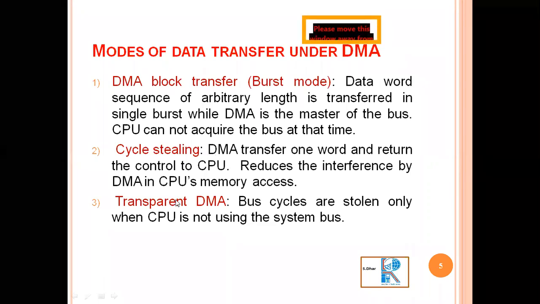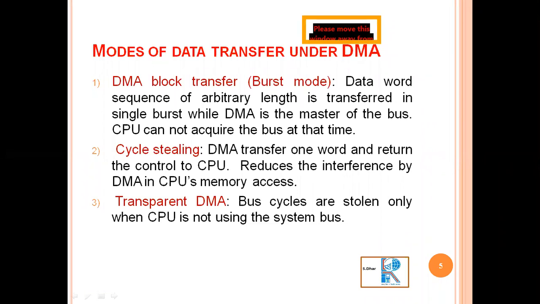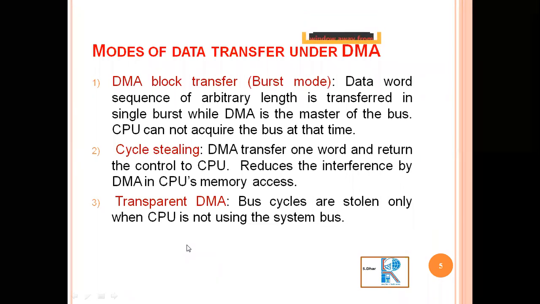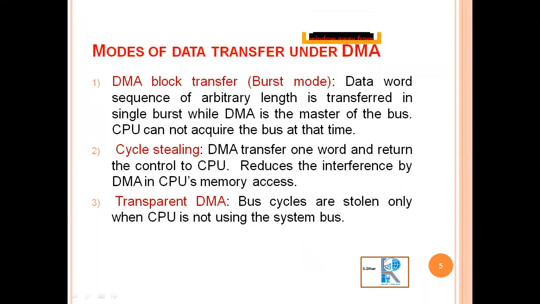The last one is the transparent DMA. This is another technique, and in this technique, what happens? When the CPU is not actually using the bus, the CPU is doing some other work, then only can DMA use the bus. This is called the transparent DMA mode. That means in this case, suppose DMA is requesting the bus. The CPU will not leave the bus because it is using the bus. After the completion of the bus operation by the CPU, suppose the CPU is executing some operation in the register, which doesn't require any bus, then only DMA can take the bus.